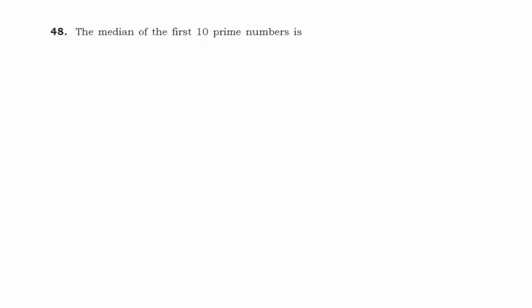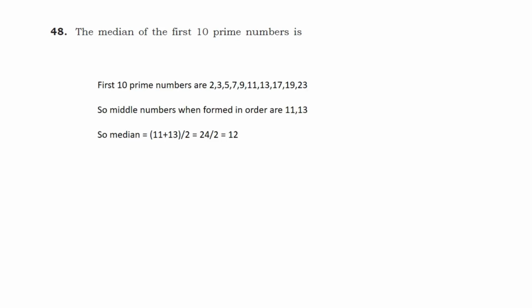48. The median of the first 10 prime numbers is. So first you have to note what the first 10 prime numbers are. They are 2, 3, 5, 7, 9, 11, 13, 17, 19, 23. In examination we may make mistakes in taking the first 10 prime numbers. Sometimes we may feel 21 is also a prime number as it is an odd number, but it is not a prime number. So we have to carefully pick the 10 prime numbers.